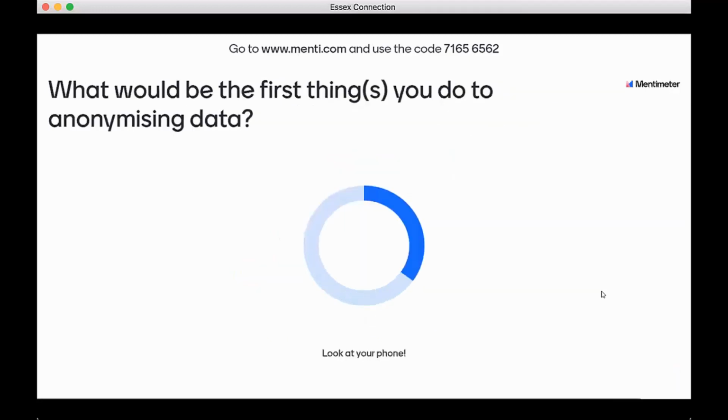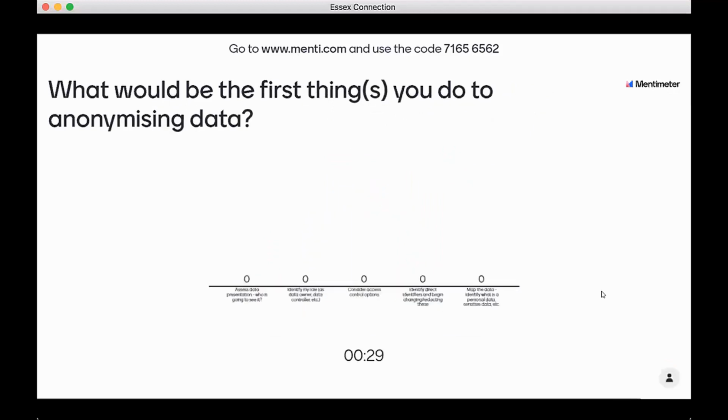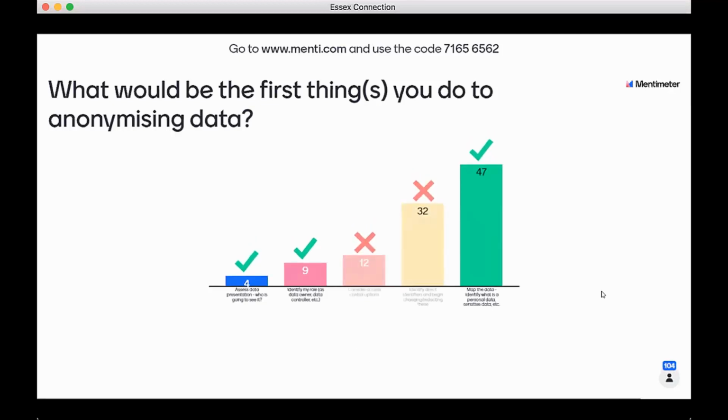So what would be the first thing you do to anonymize data? Would you assess data presentation? Who is going to see it? Identify what my role is, what your role is. Consider access control, identifying direct identifiers and beginning changing them, or mapping the data, so identifying what is personal data, sensitive data, etc. Okay, the most common answer was mapping the data, identifying what is personal data, sensitive data, etc. That's very good. It's one of the correct answers.